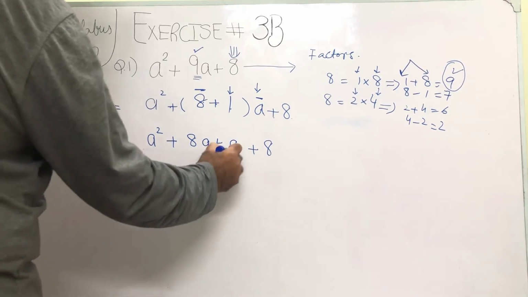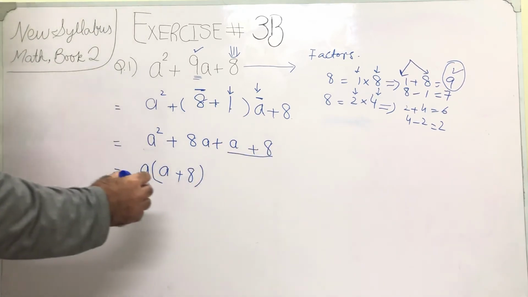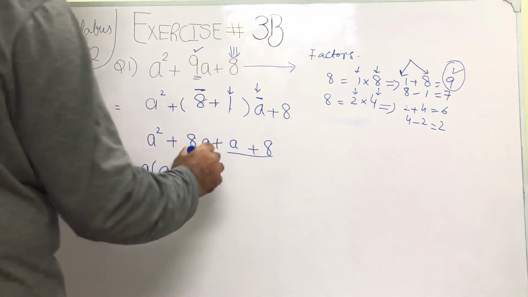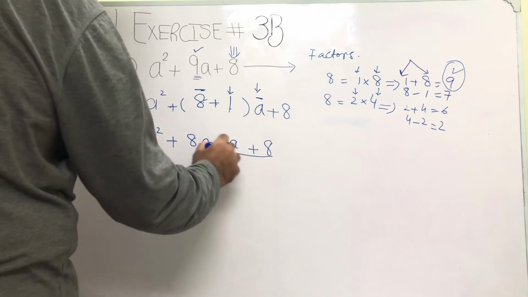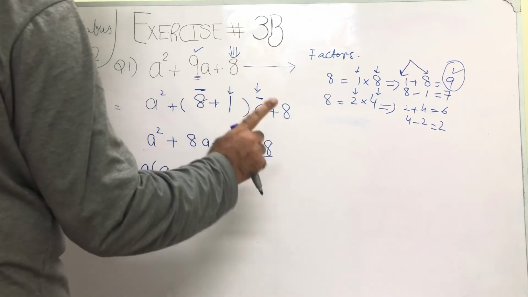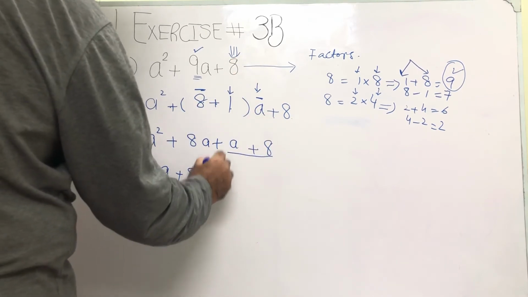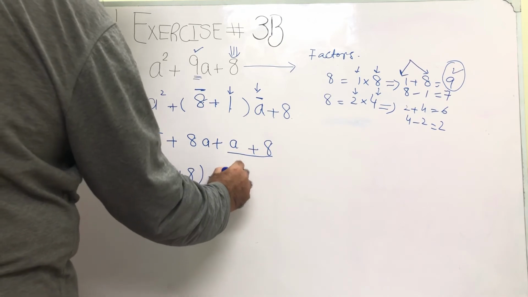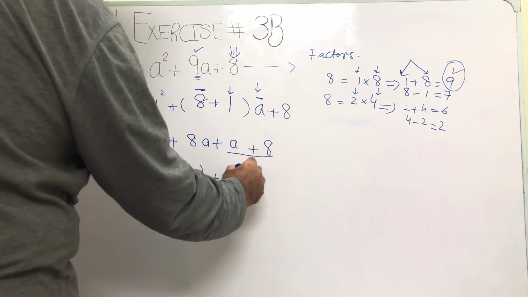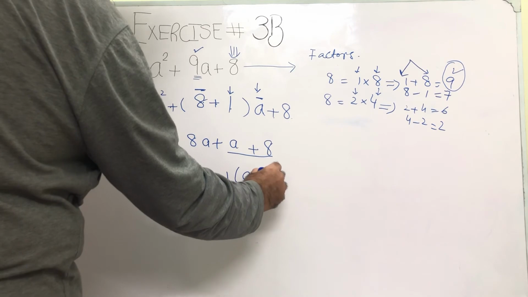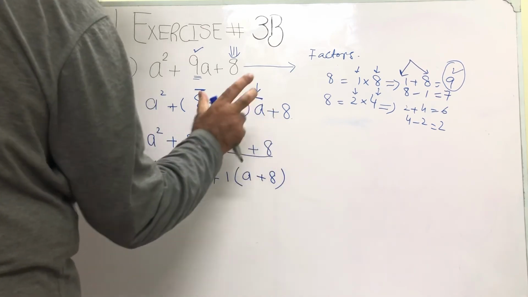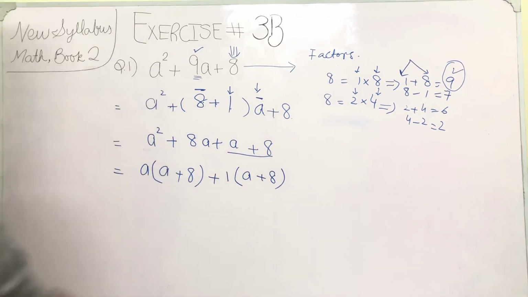Then from here we can take 1 as a common. If there is nothing common, we can take 1 as a common. Plus 1 in the bracket, it remains as such, a plus 8. So now this step is complete.